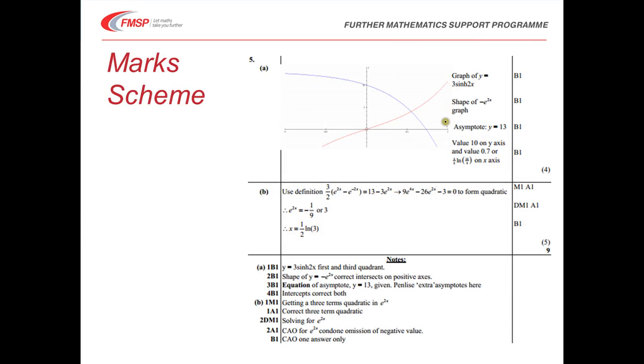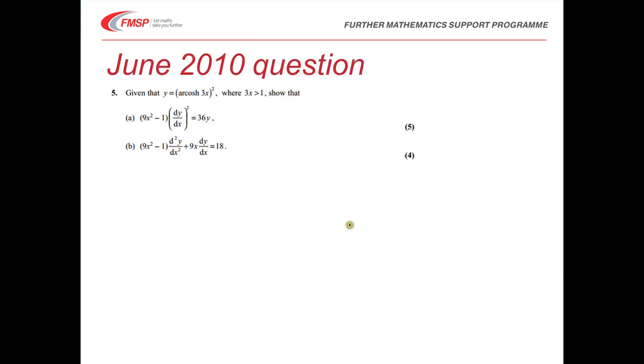Okay, let's have a look at the mark scheme for this then. So here are our graphs. We've got the asymptotes, we've got this value for the x-intercept and 10 on the y-axis, so we've got 4 marks for those features of the graph. Then we're going to use the definition of sinh of 2x here, getting a quadratic in e to the 2x with solutions like this, and we're picking up quite a lot of marks for that method. And finally x is a half log 3, and so that's a nice question based on some standard techniques.